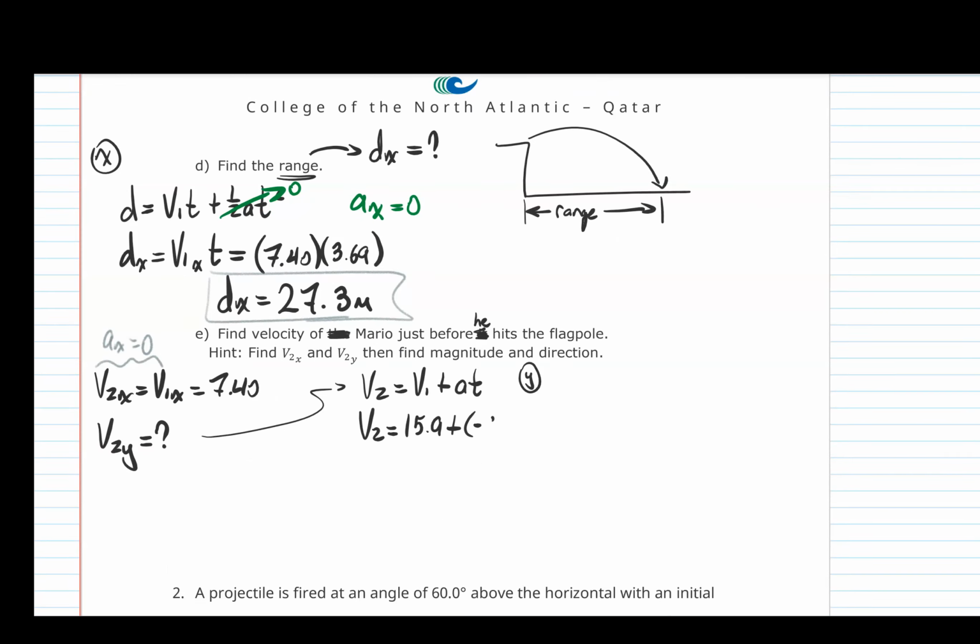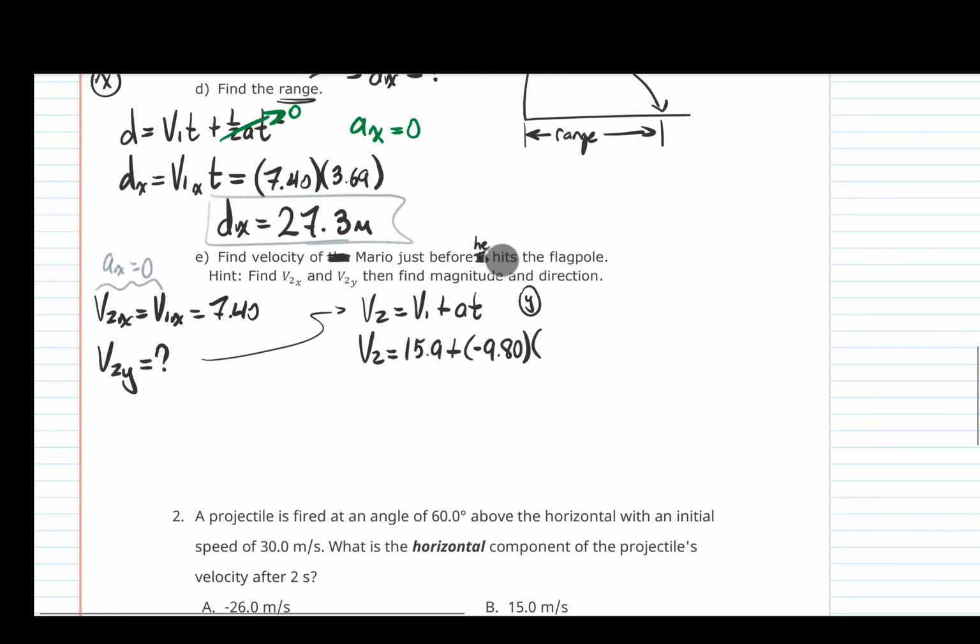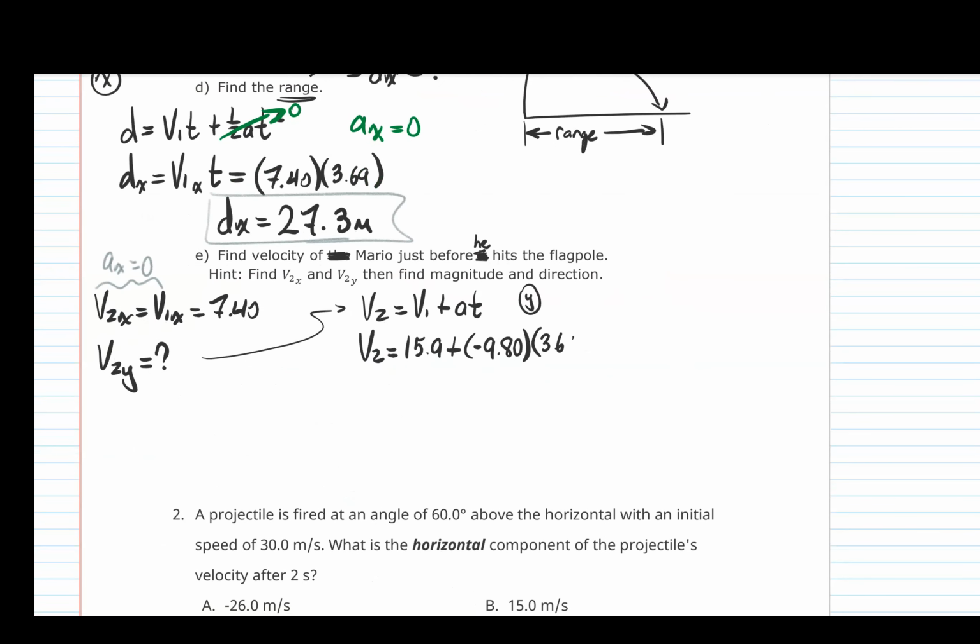And then acceleration in the y direction is negative 9.80. The time from start to finish again is 3.69. And so V2 in the y direction is 15.9 plus negative 9.8 times 3.69. That gives me negative 20.26, or 20.3 meters per second.